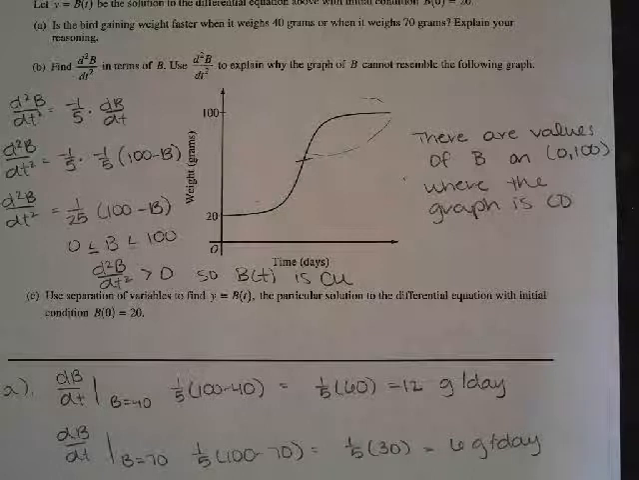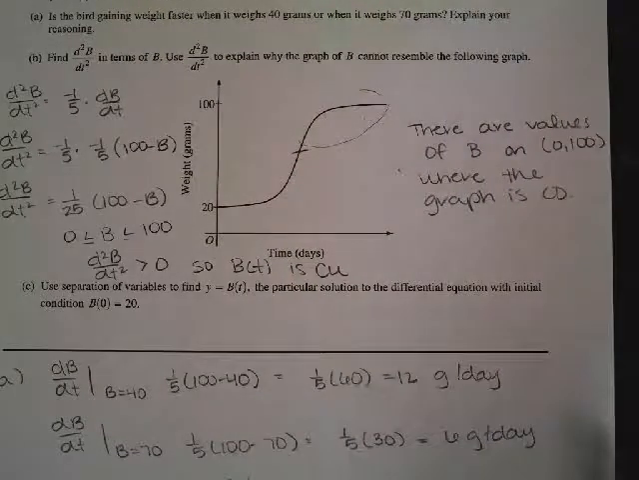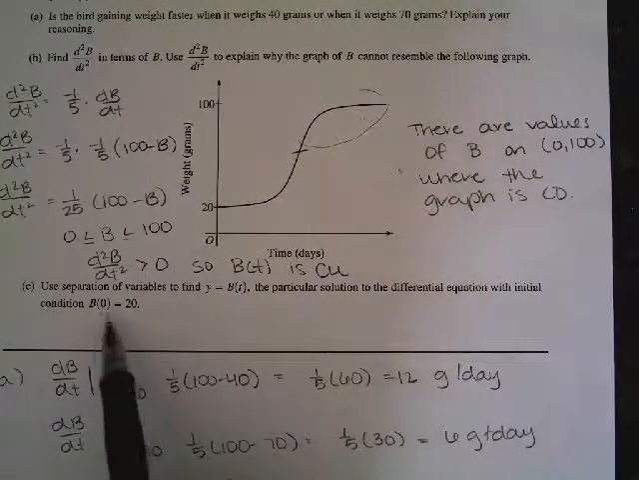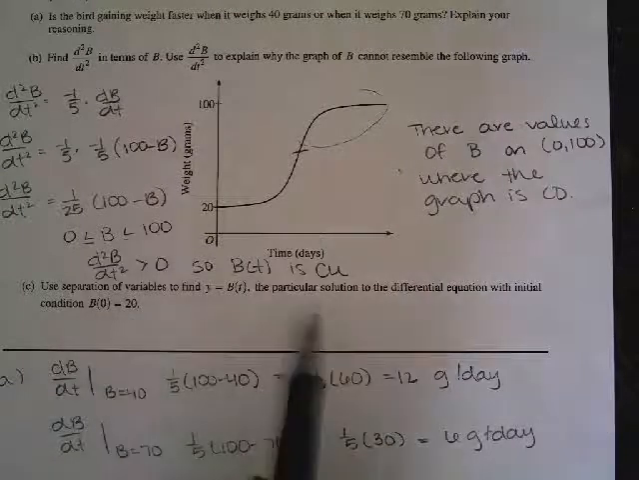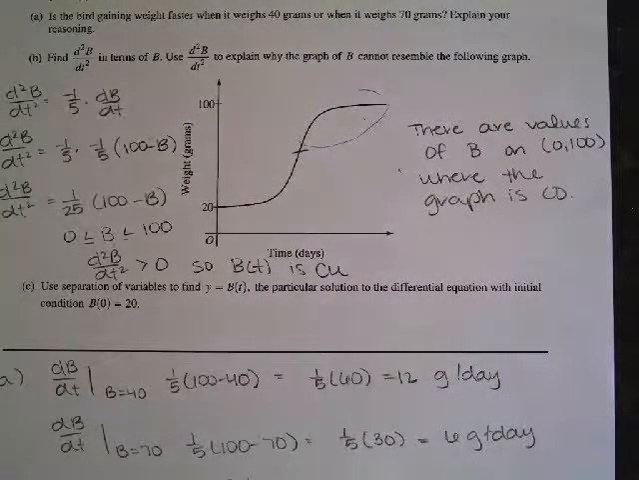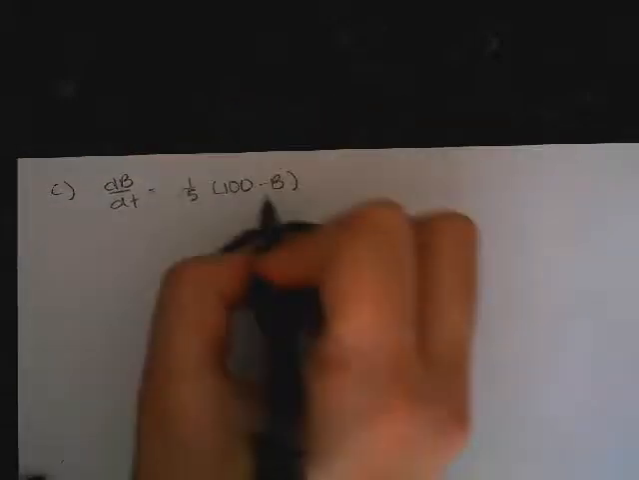All right, and then the last step, they're asking us to take the initial condition to find the particular solution, which means we need to separate the differential equation, integrate it, add the plus C, solve for C, plug it back in, solve for B of t, do all that stuff. So I'm going to write down my differential equation, dB/dt equals 1/5 times 100 minus B. I'm going to divide the 100 minus B over.